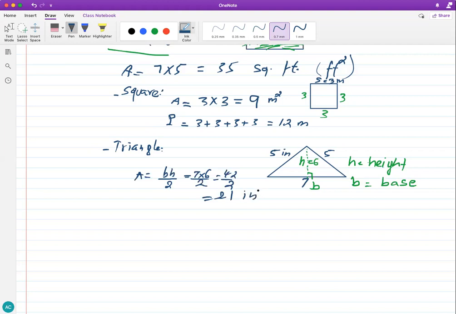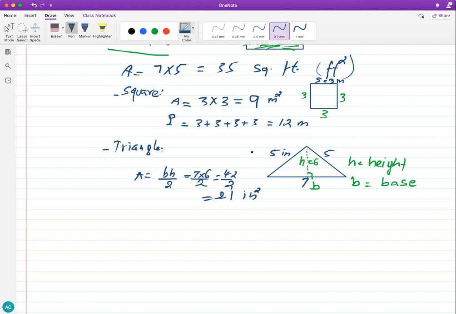And what goes over here? Power 2. Or it needs to be squared. So the area of any shape is always squared. Whatever the unit is, it has to be squared.